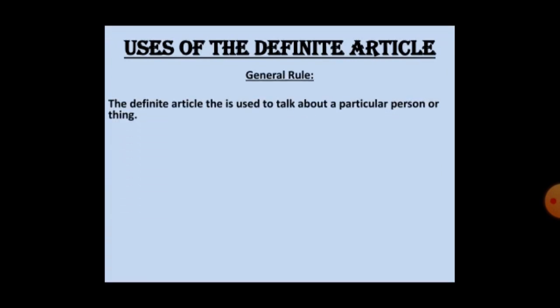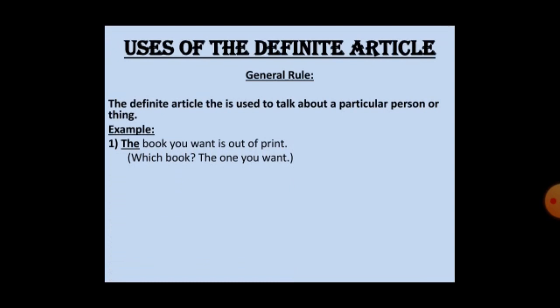So what is the definite article? The basic rule of the definite article is that when we specify any noun or particularize any noun in the sentence, there we use the definite article "the". For example, the book you want is out of print. Which book? The one you want. So it means that it is a particular one. Let's go to the park. Which park? The park in the town.